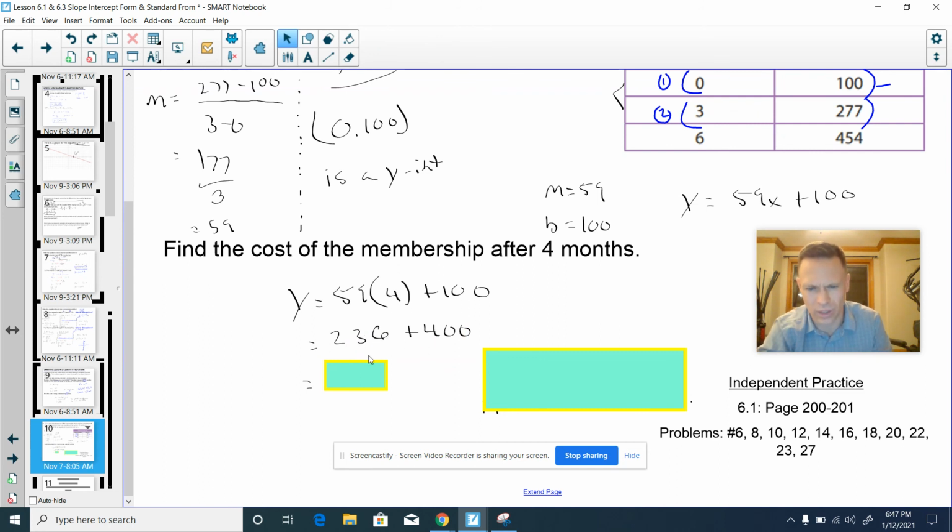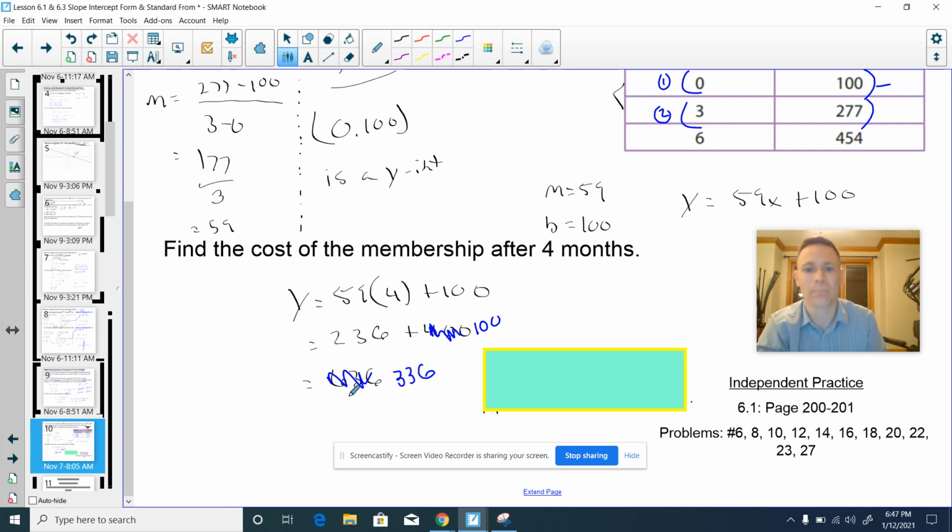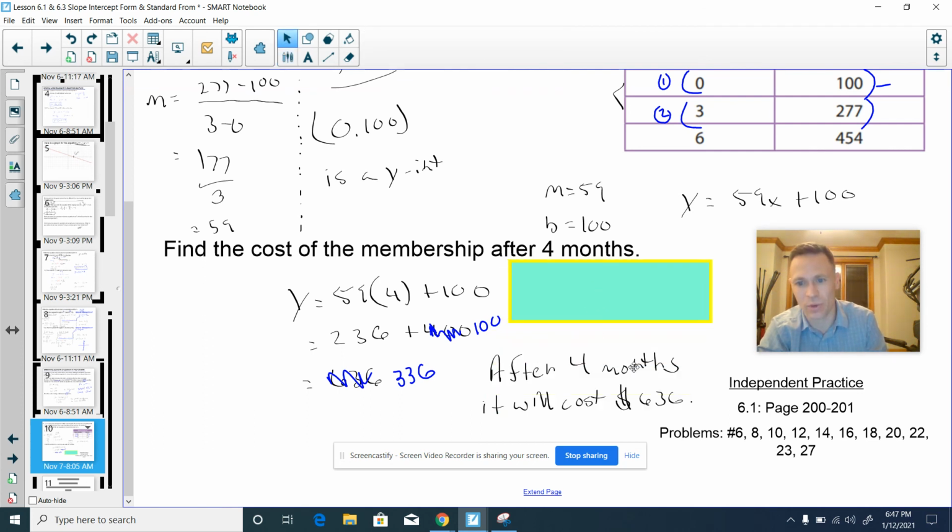Then I'm adding 100 to that, not 400. Oh, I made a typo and I went with it when I was writing this. My bad. This should be 100. I'm going to scribble that out. 100. Okay. I thought this should be 336, right? And then what does that mean in the context? That means after 4 months, it's going to cost not 636, but $336.